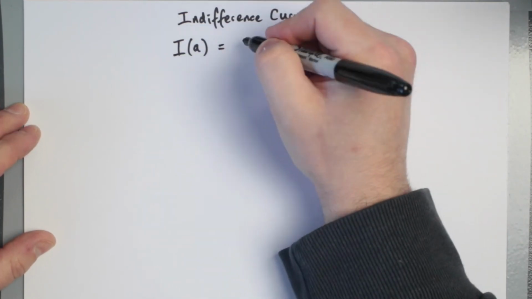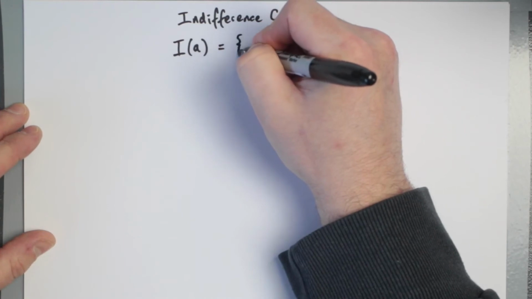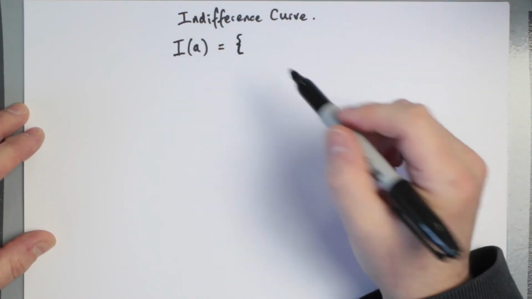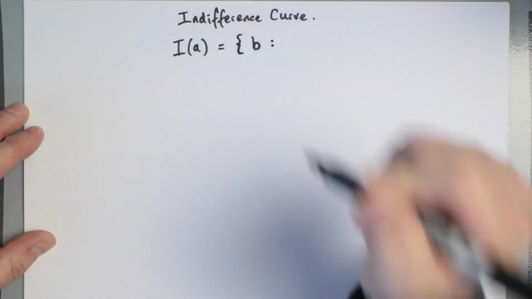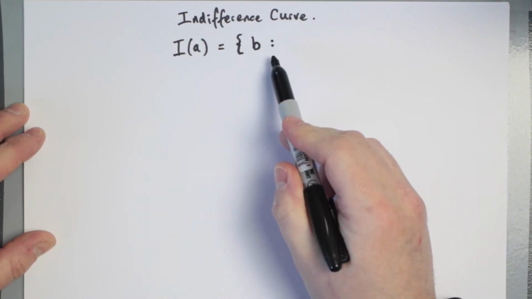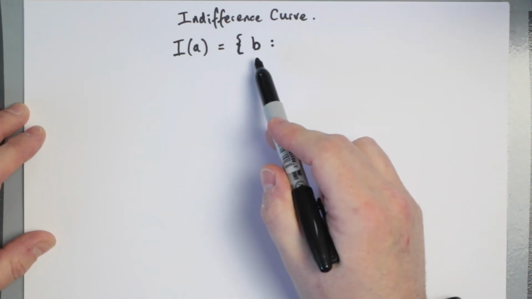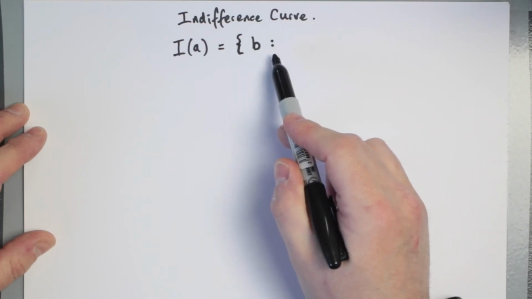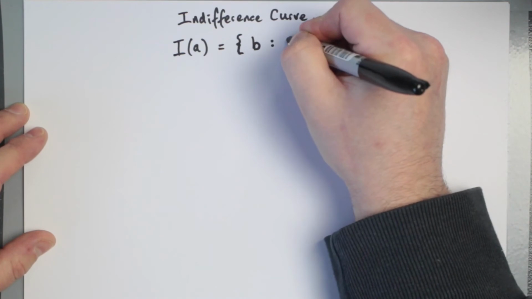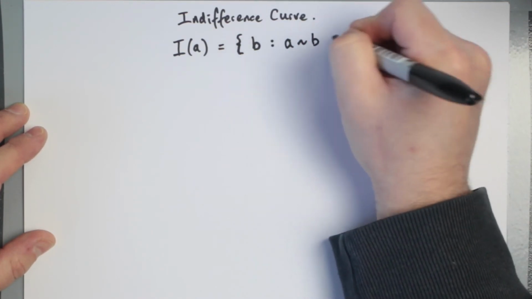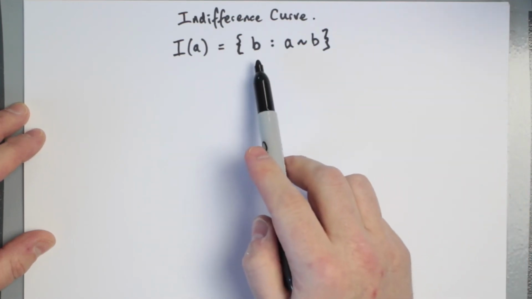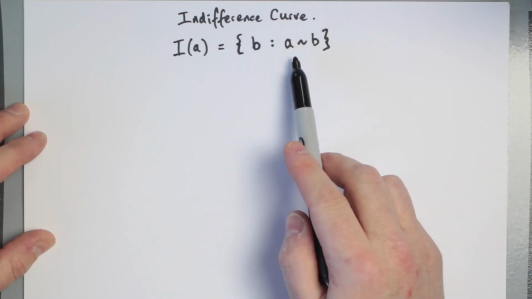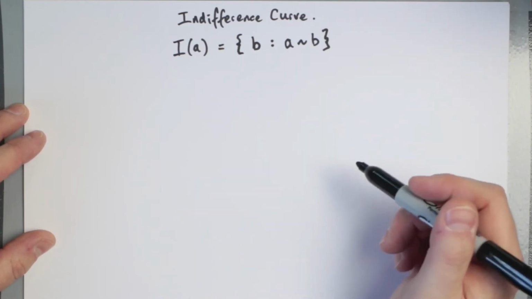So the indifference curve associated with bundle A is going to be a set. So I'm using a curly bracket, and it's going to be all of the different bundles B that satisfy the following condition. The colon denotes here we have the typical members of the set, and then after the colon is the rule they must satisfy, and the rule is our consumer is indifferent between A and B. So this is a set. It contains lots of different bundles, possibly, and each of these bundles satisfies this rule. Our consumer is indifferent between A and B.